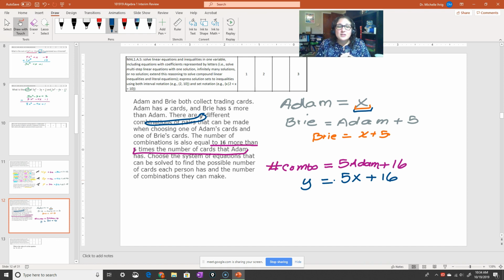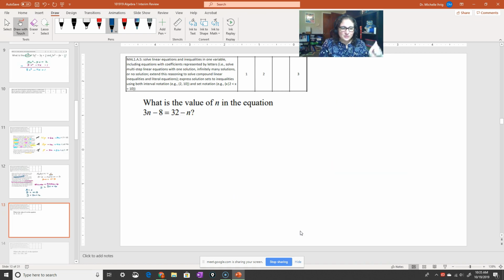Done. So choose a system of equations that can be solved for finding the possible number of cards that they have. So basically, here's a system of equations. So you would have this. You would have Adam equals X. Bree equals X plus 5. And then you would have your Y equals 5X plus 16 as a possible number of combinations that they could have. And that's it. That's it. Okay. Next one.